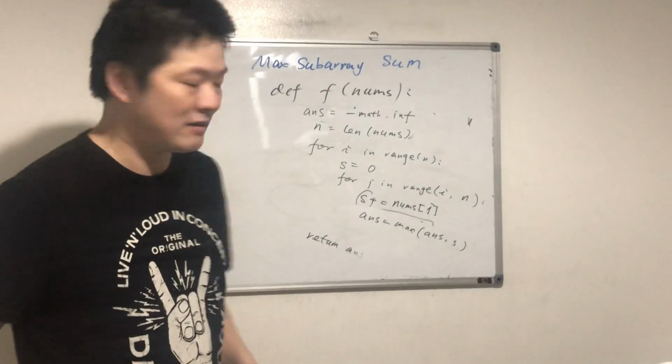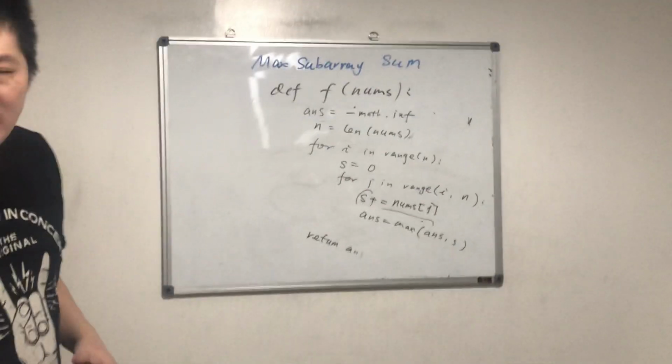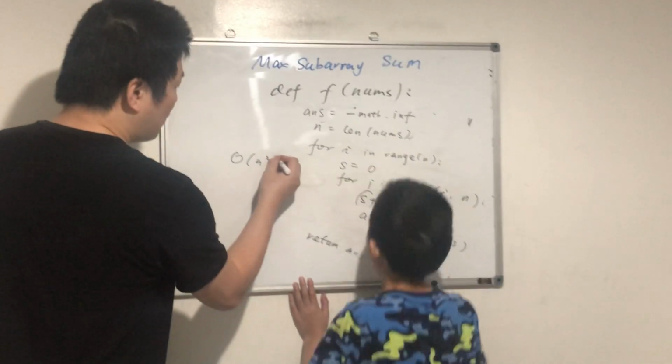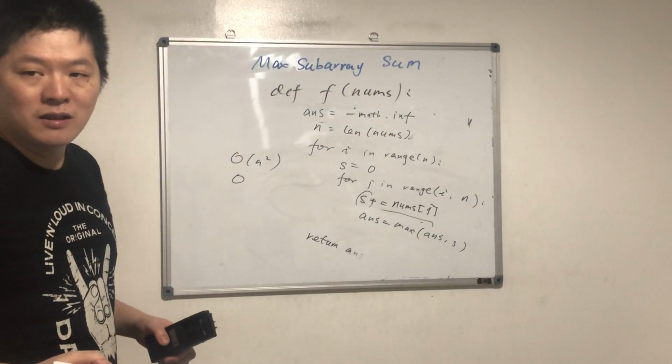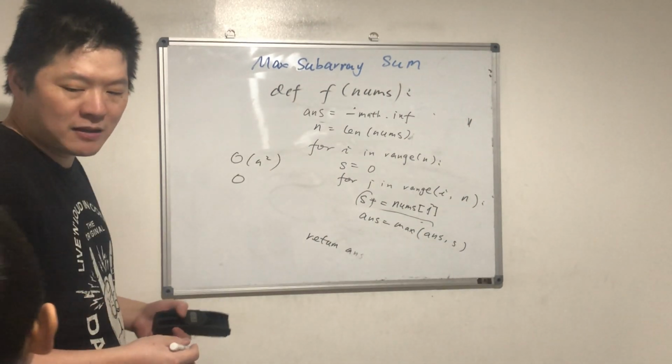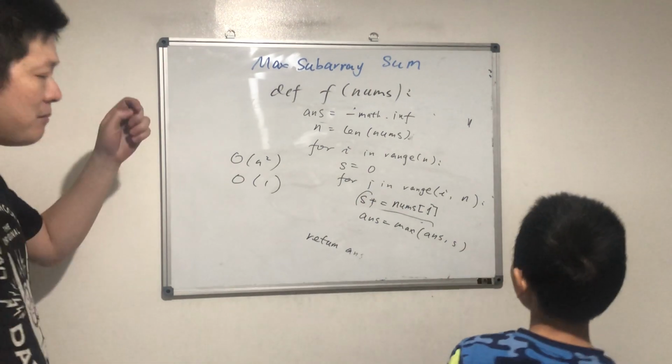Okay. So this time complexity, remind me, what's the time complexity of this? O(n squared). What's the space complexity? Are we using additional space? Yeah, one constant. Okay, that's good. So now, can we do better?